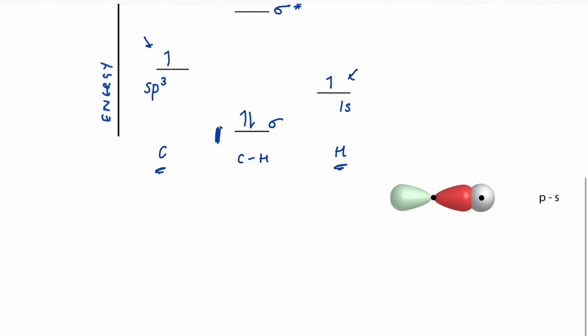Looking at it pictorially, here I have got my sp3 hybrid orbital and my s orbital on the hydrogen, and they're interacting, and the electrons in the sigma bonding orbital are placed between the nuclei of the carbon and the hydrogen. And obviously in methane, that is happening 4 times to make CH4.